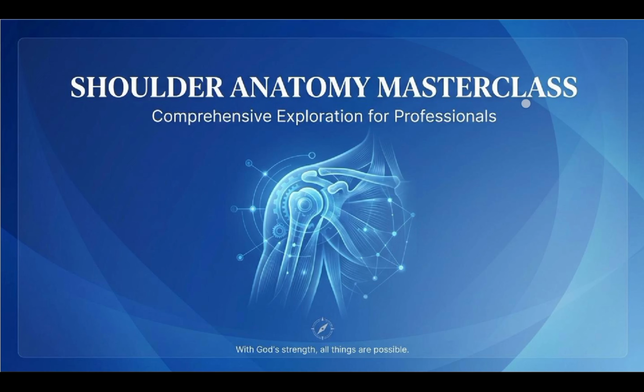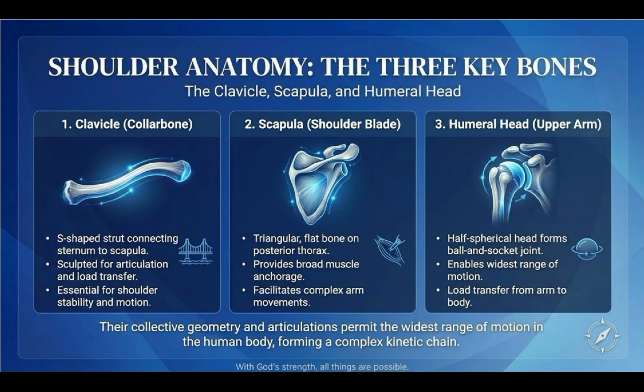Upper limbs, we have the shoulder region, we have the arm, we have the forearm, we have the hand and the pectoral region. So now we are starting with the shoulder region. We have three major bones of the shoulder region, which are the clavicle, the scapula, and the proximal humeral head. So what are the three bones of the shoulder region? The clavicle, the scapula, and the proximal humeral head.